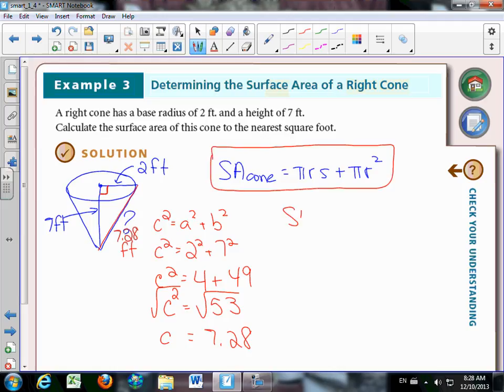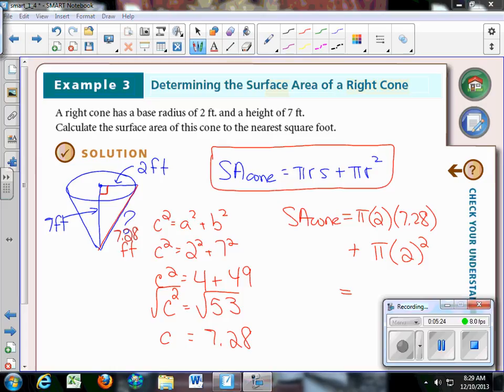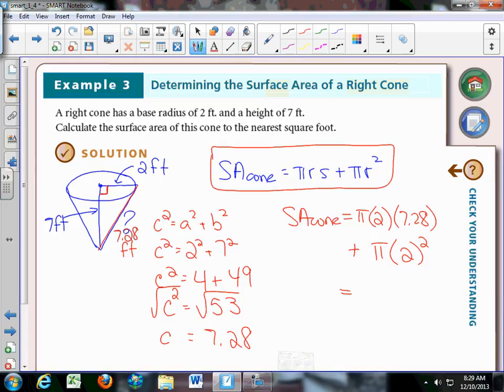So the surface area of this cone is going to be pi times the radius, which is 2, times the slant height, which is 7.28. That's the value we just found. And then we need to add pi times the radius squared. Okay, so if we plug this all into our calculator, pi times 2 times 7.28 plus pi times 2 squared, you should get 58.31. And the units here were feet, so that's going to be feet squared. So this would be the surface area of that cone.